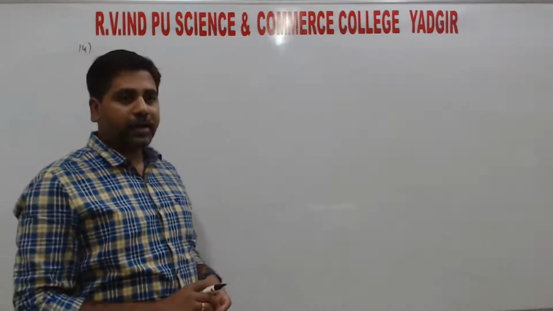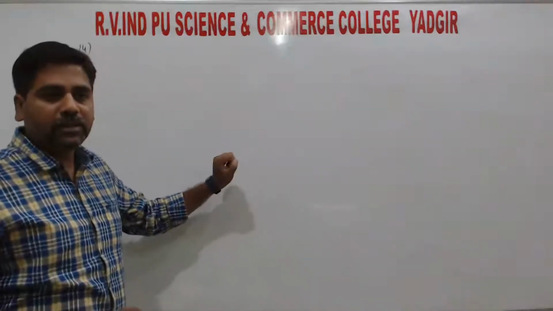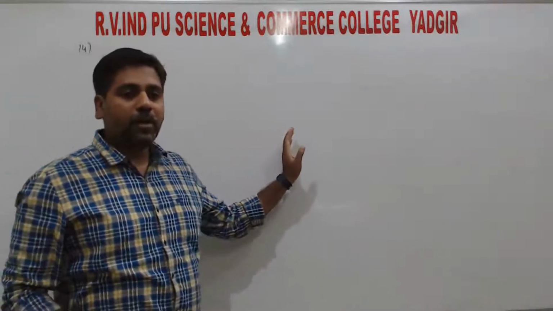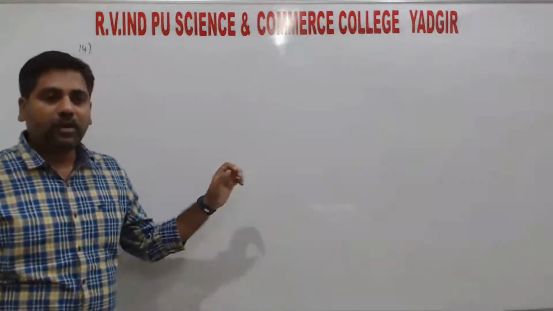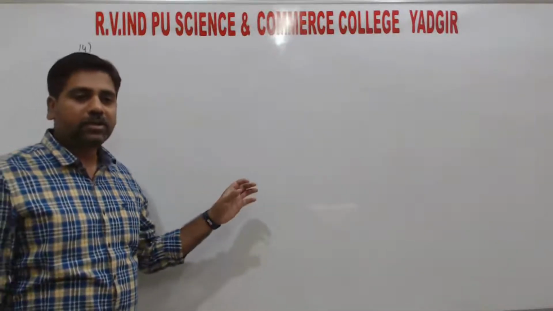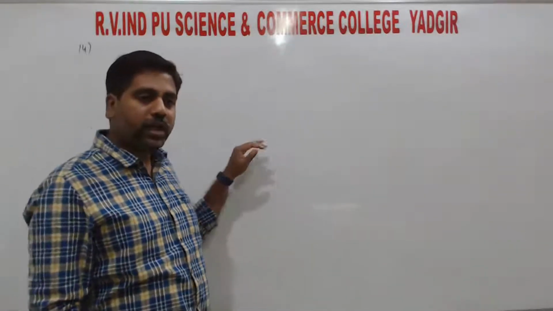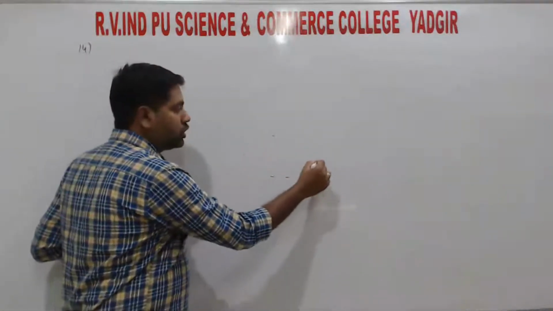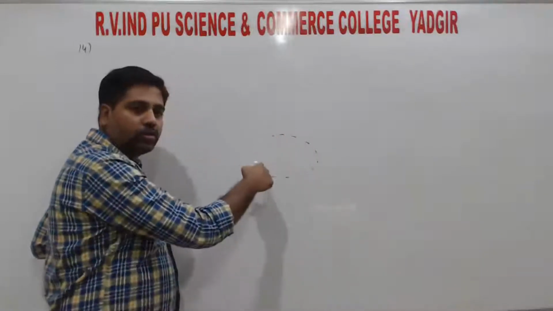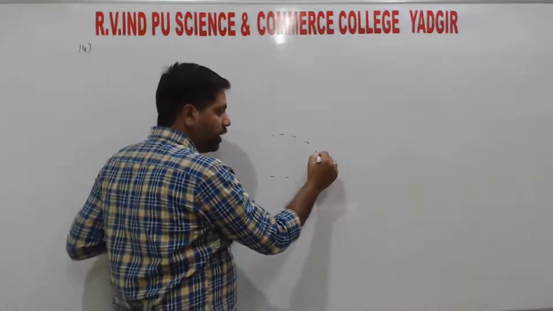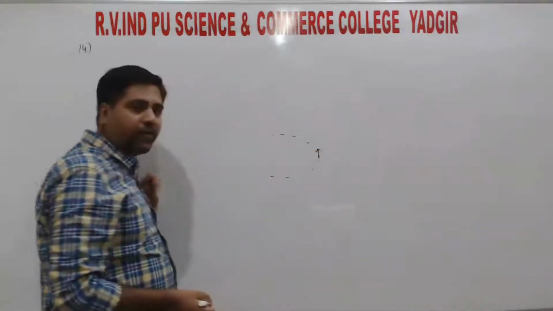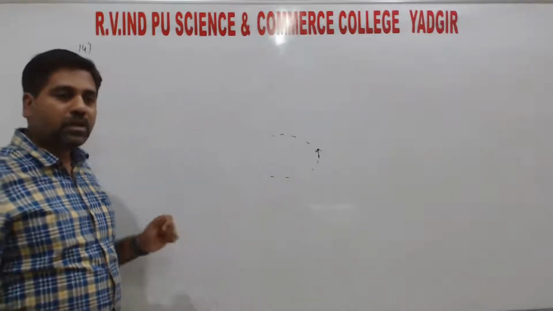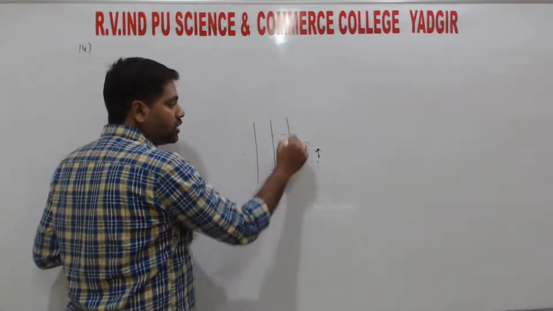In the Gauss law, we consider one imaginary surface, which we call the Gaussian surface. The total flux coming out from the surface is equal to 1 by epsilon naught times the net charge enclosed in that surface. Here in Ampere's circuital law, if we consider any closed surface, the magnetic field on the closed surface is equal to mu naught times the net current in the surface.